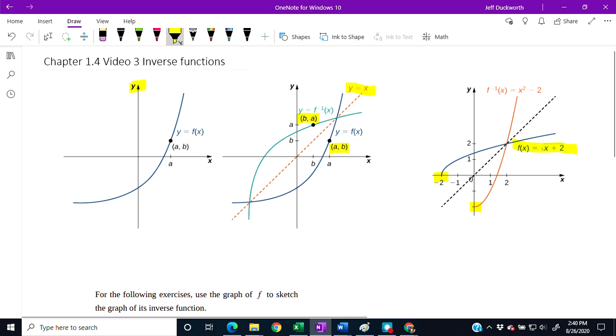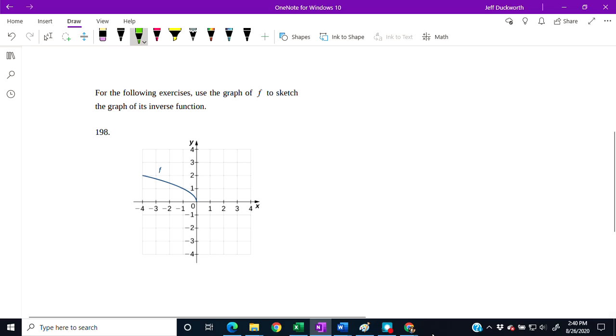So let's try one of the homework problems here. It says for the following exercise, use the graph of f to sketch the graph of its inverse function. So f is this blue line on the left that goes from negative infinity to 0. It looks like it kind of breaks down to 0. Again, remember that y equals x is just a line that bisects quadrant 1 and quadrant 3.